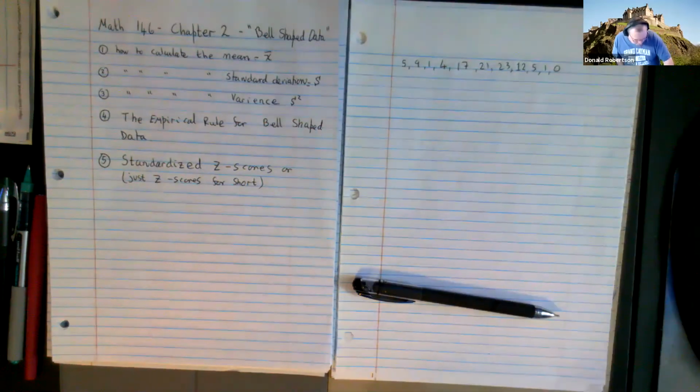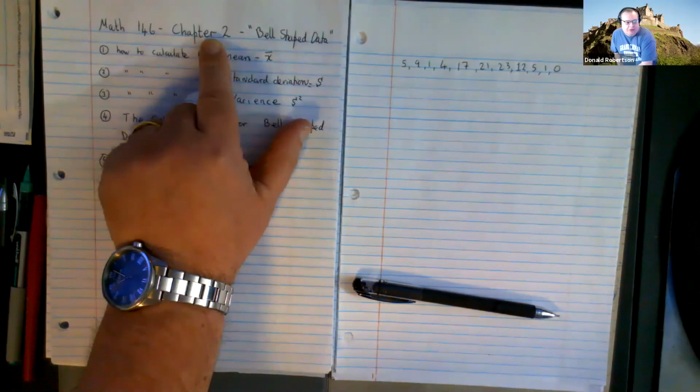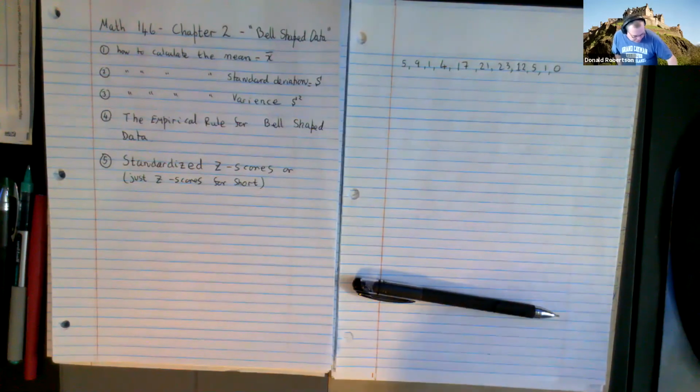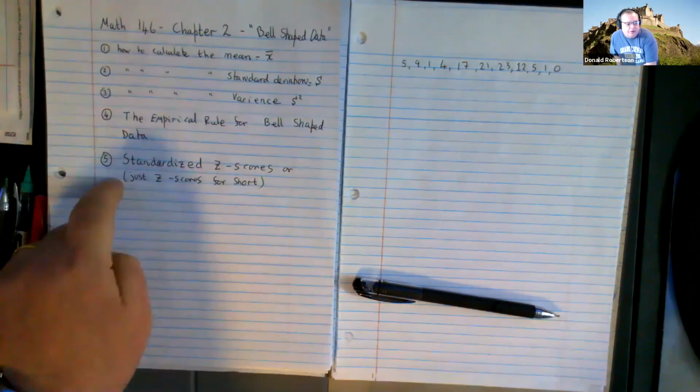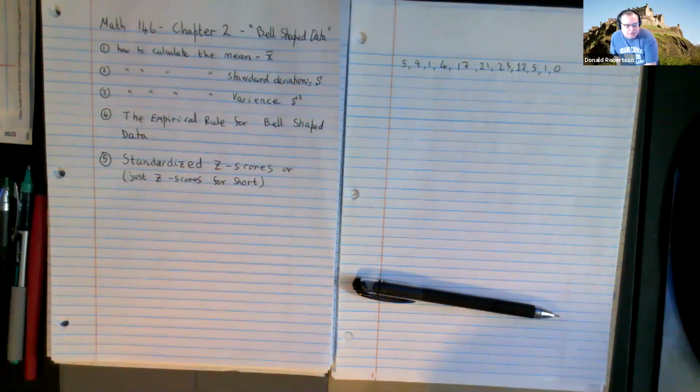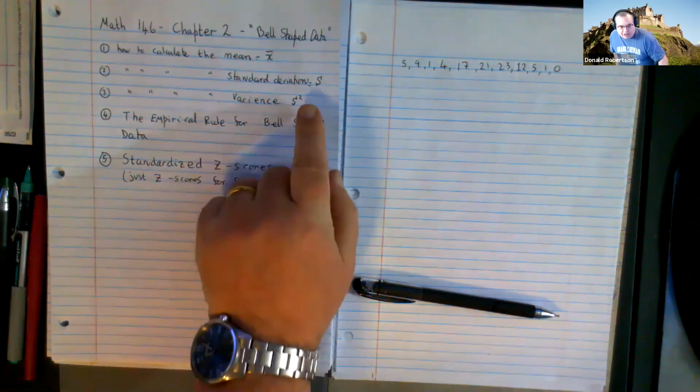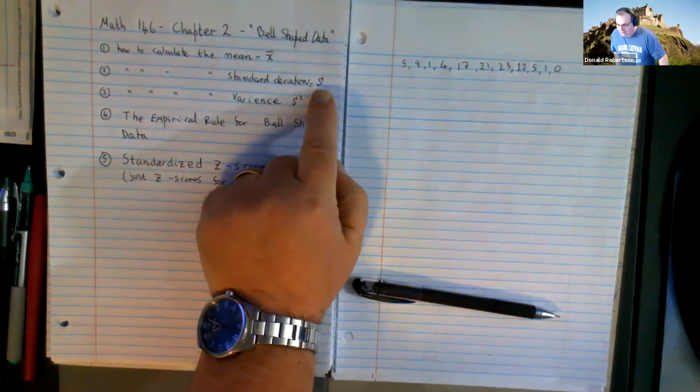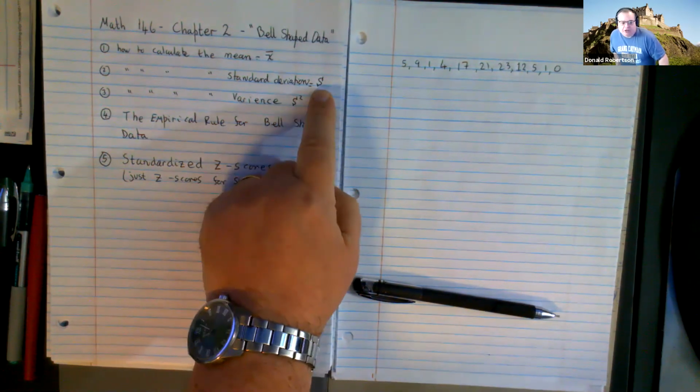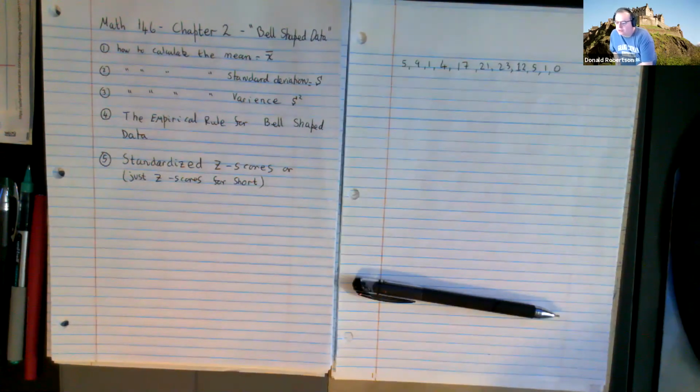We're going to be looking at chapter 2, the one that's called bell-shaped data. Today, my goal is to go over these 5 things. We're going to look at how to calculate the mean, which we kind of already know, but we're doing it again. We're going to look at a new thing called standard deviation and how you can calculate it. It's either called S, a capital S, or a lot less in textbooks, or sometimes it's called SD for short.